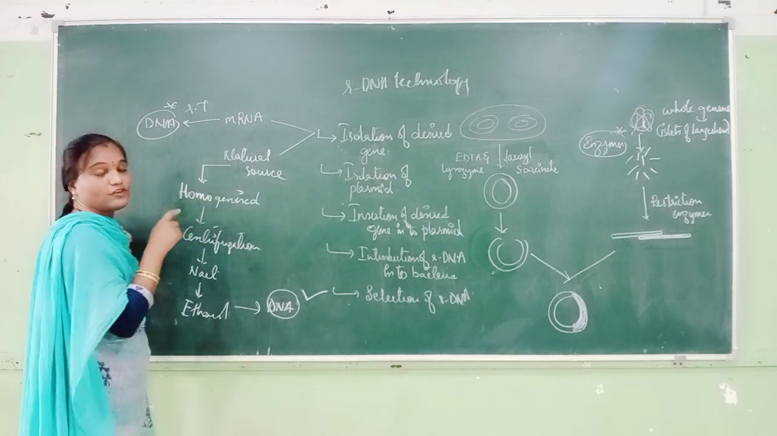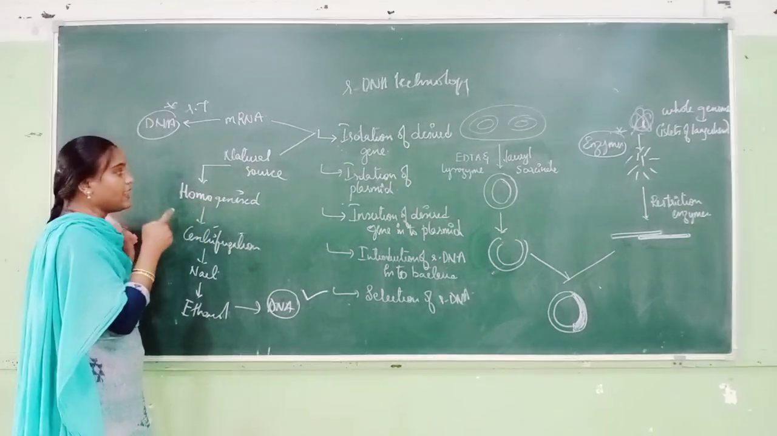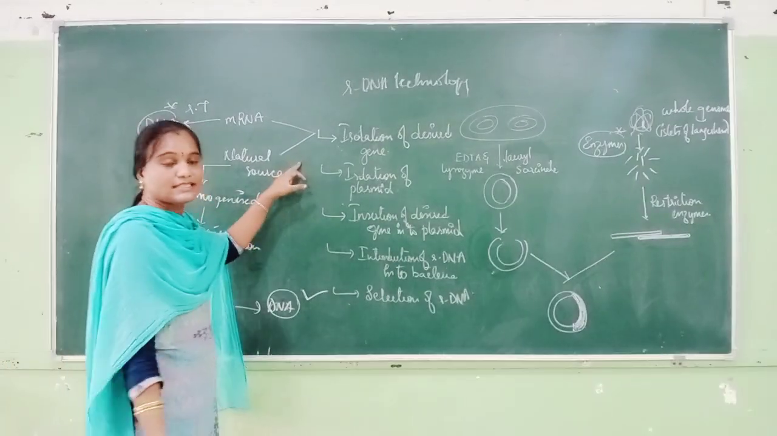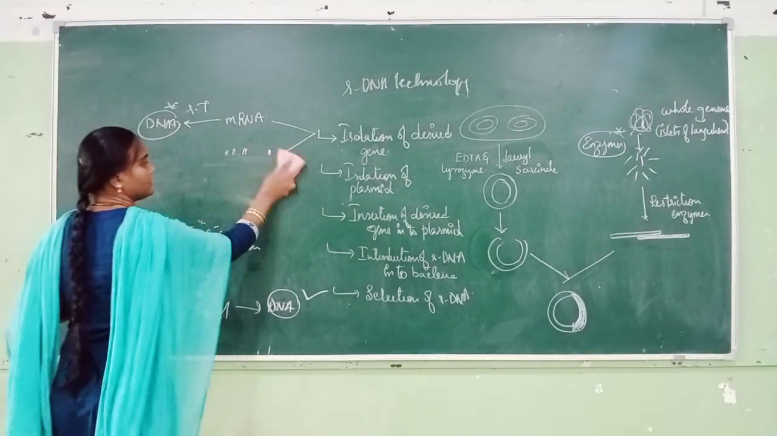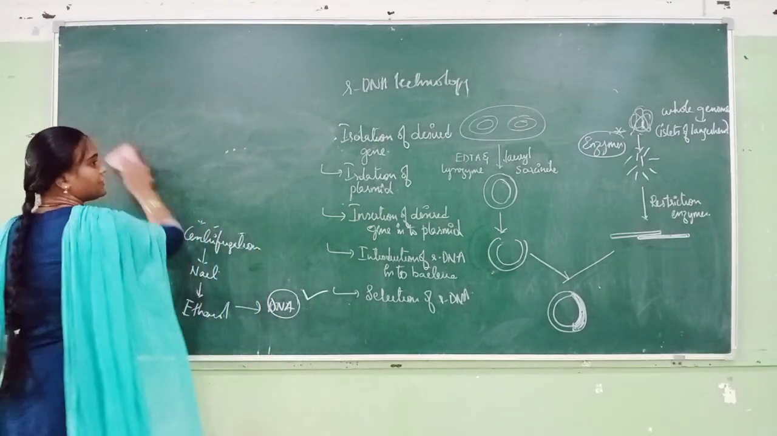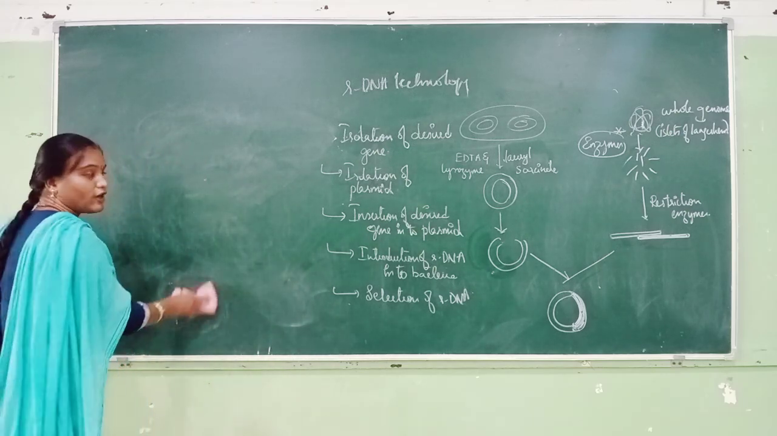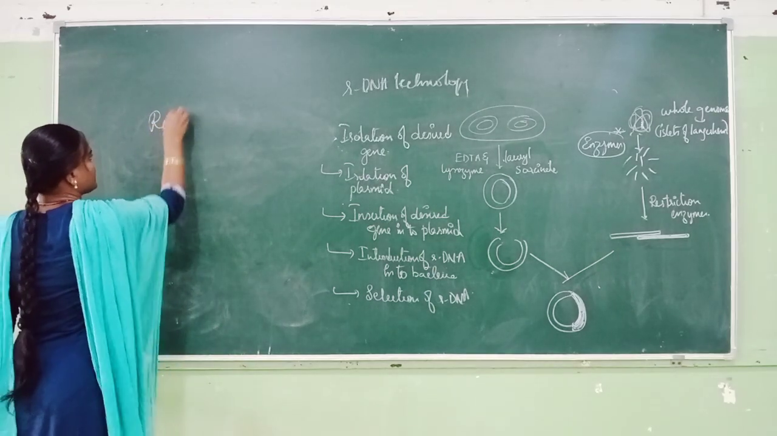So the isolation of the desired gene is obtained from two steps, from your mRNA and from your natural source. So this is the first detailed step for isolation of the desired gene. Okay, so your isolated DNA is again treated with enzymes for enzymatic hydrolysis. So what kind of enzymes are generally used? They are restriction endonucleases. So this is the second step.